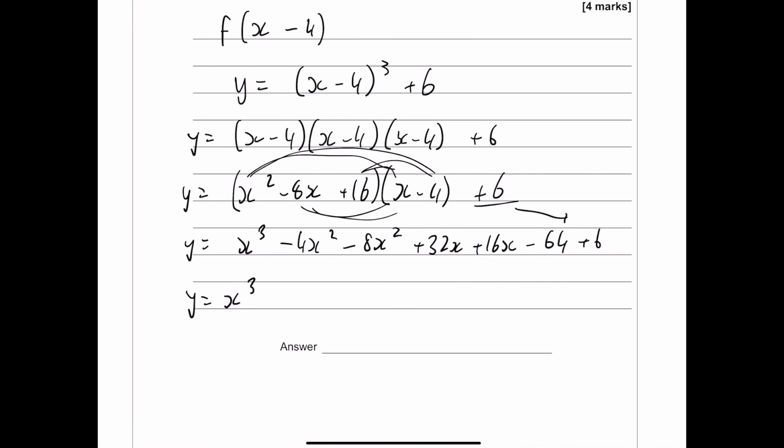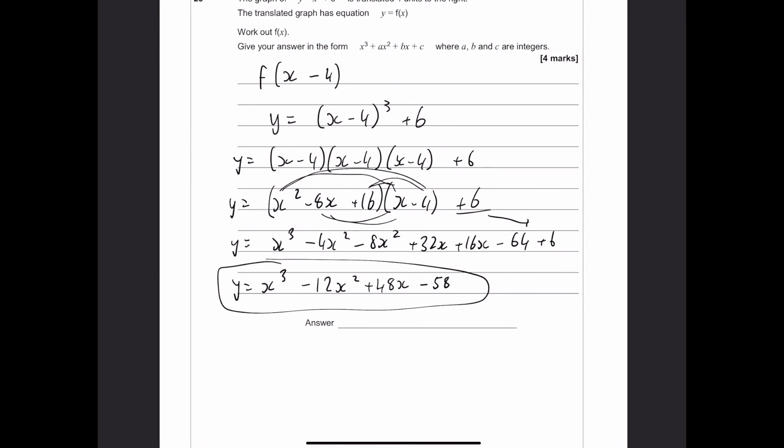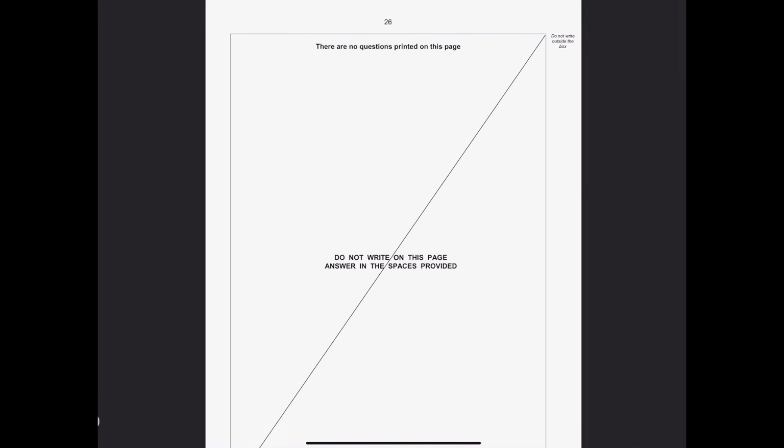So y equals x cubed minus 12x squared, add 48x, and then minus 64, add 6 is going to be minus 58. And that's going to be our answer there. And that is the end of the higher paper.